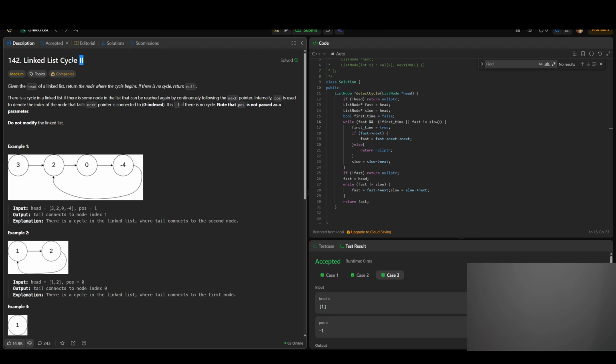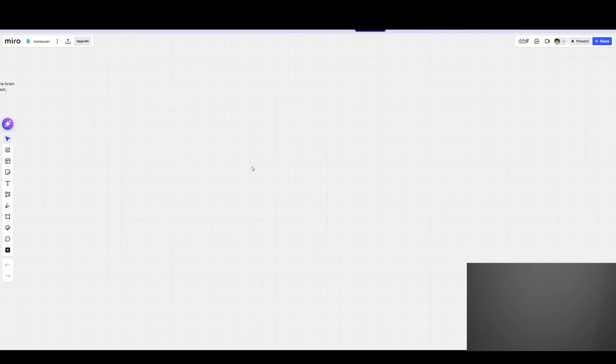So in this linked list cycle 2 problem, let's assume that there is a linked list. This is the chain, whereas there is no cycle, and the cycle starts from this node and the cycle looks like this.